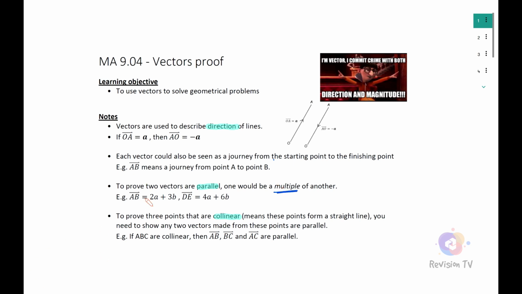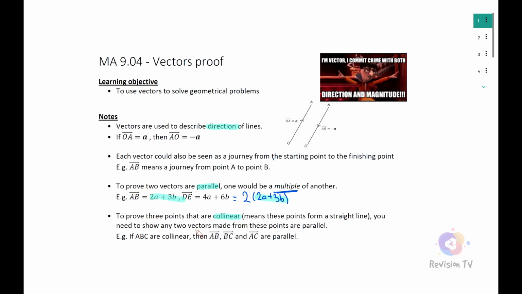Now, to prove they're parallel, you just have to show one is a multiple of another. For example, you can see AB is 2a plus 3b, DE is 4a plus 6b. But if you factorize a 2 in the DE, you get 2a plus 3b in here. Then you can see they are parallel, because their vector 2a plus 3b is the same. So therefore, you can see AB and DE are parallel. So it's all about one is a multiple of another. So DE is 2 times AB. Essentially, DE is basically 2 times longer than AB.